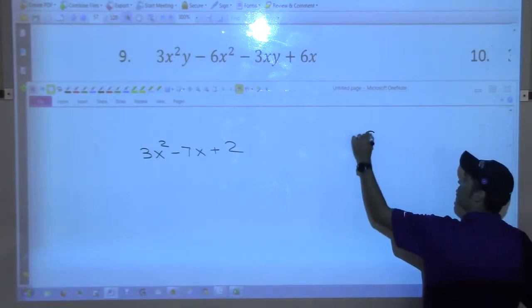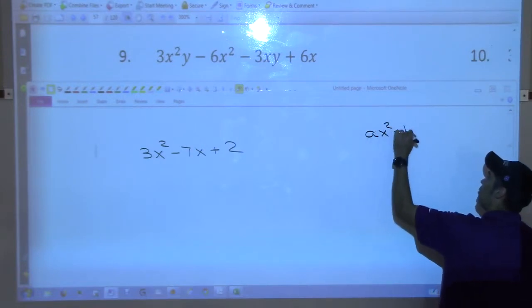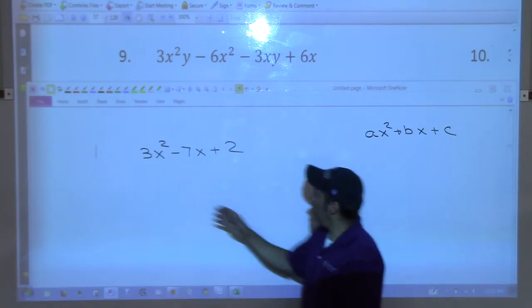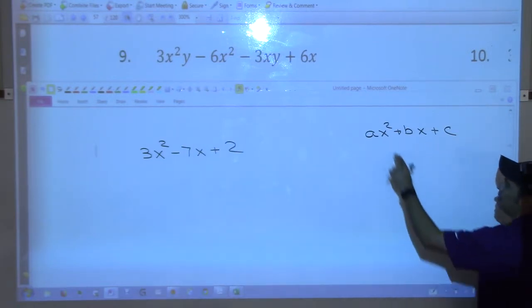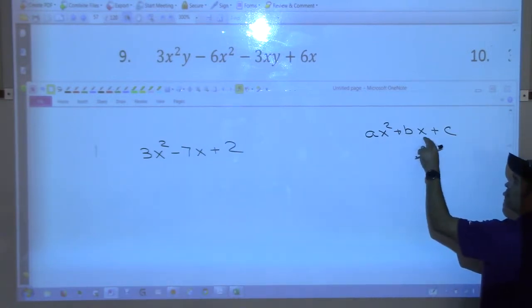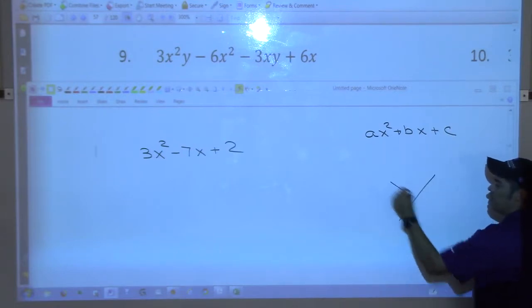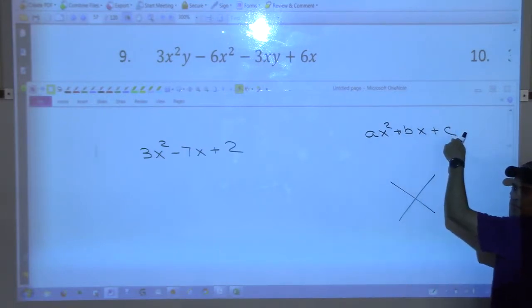By the way, the reason they call this the AC method, I haven't mentioned it to you, is because when you look at this, right here, we call this a quadratic, and this is the form. It's some number in front of x squared plus some number in front of x plus some number by itself. The first step for this method is to multiply this times this, like this number times this number.